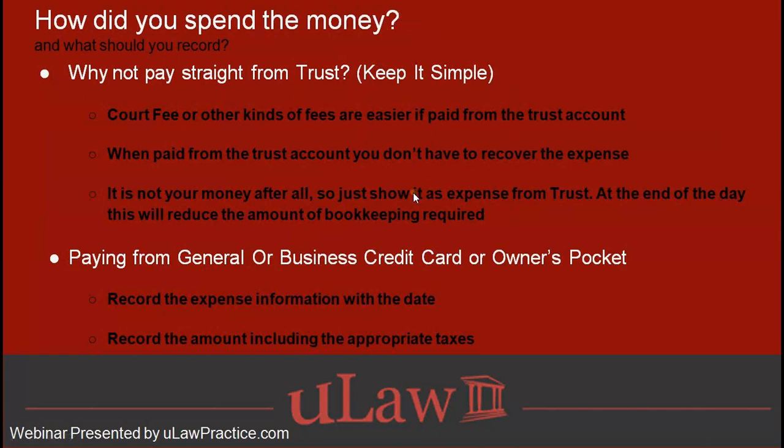So again, kind of differentiating, to give you the pros and cons, if you will, of doing disbursements between trust and general account. And I think we've already discussed this a little bit. Why not pay straight from trust, and keep it simple. Now, there are certain types of disbursements that you can pay straight from trust. There are certain disbursements that come only from general. We'll talk about that a little bit further.